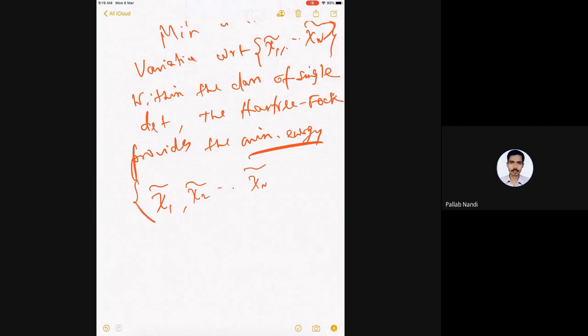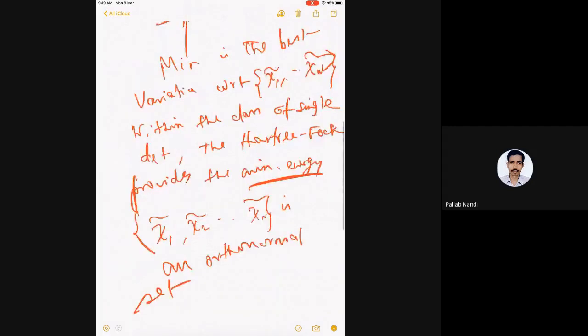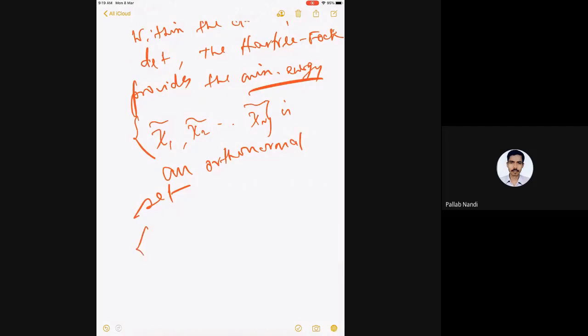Without any loss of generality, we can say that this is an orthonormal set. So that's a condition. Although we will make the variation with respect to spin orbitals, while varying we will ensure that the orthonormality among the spin orbitals is maintained. So that's the first condition. If I do that, then one can say that the psi tilde is 1. So that's a technical thing.